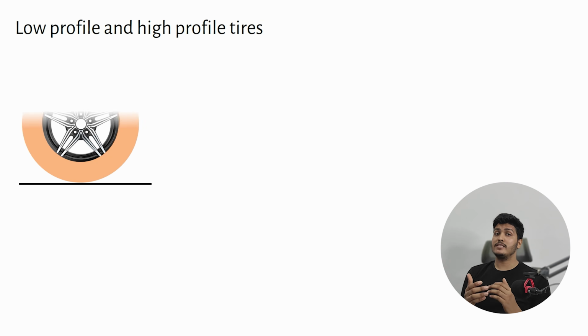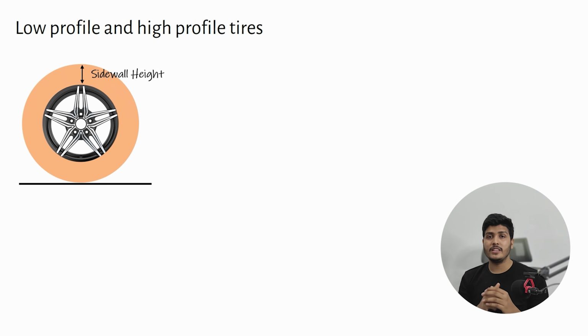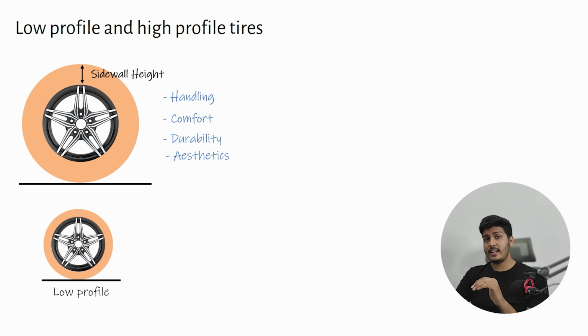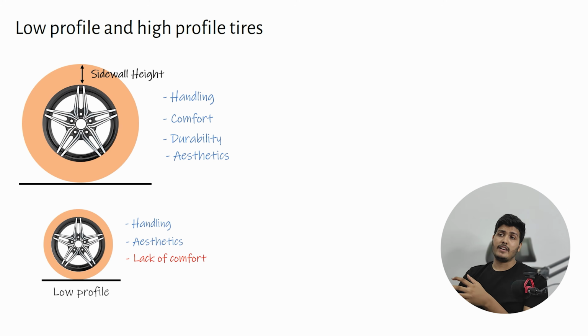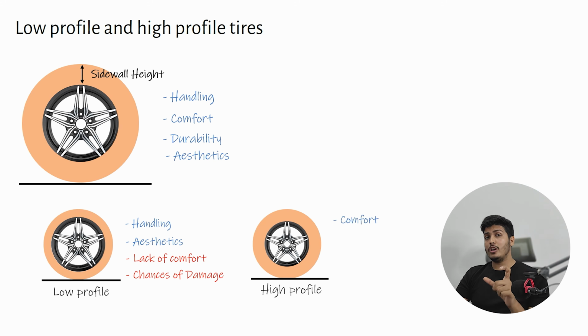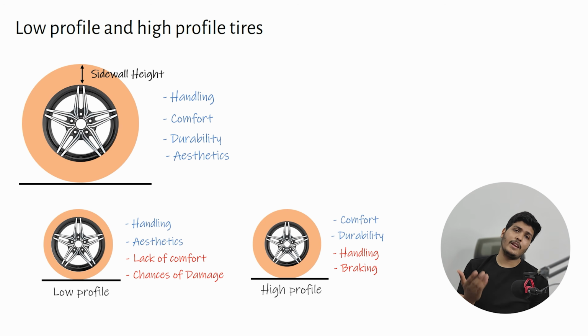Here, the sidewall height plays a crucial role in determining the balance between performance characteristics such as handling, comfort, durability, and aesthetics of the tire. Low profile tires with a shorter sidewall excel in handling and aesthetics, but they may sacrifice comfort and there are more chances of getting damaged. High profile tires with taller sidewalls prioritize comfort and durability but may compromise on handling precision and braking performance. The choice between a low profile tire and a high profile tire usually depends upon individual preferences, driving style, road conditions, or specific requirements of the vehicle.